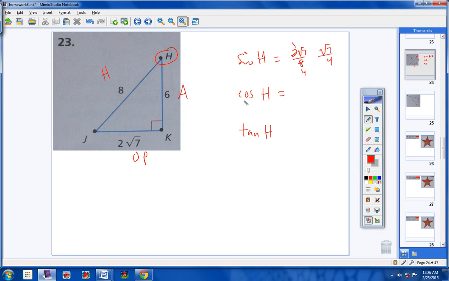Cosine would be adjacent over hypotenuse, 6 over 8, which is 3/4. Tangent would be opposite over adjacent, okay? So 2 square root of 7 over 6, and the 2 and the 6, of course, will reduce. So 1 square root of 7 over 3, and you do not need that 1 if you don't want it. Square root of 7 over 3 is acceptable. Okay. Alright, let's continue on.